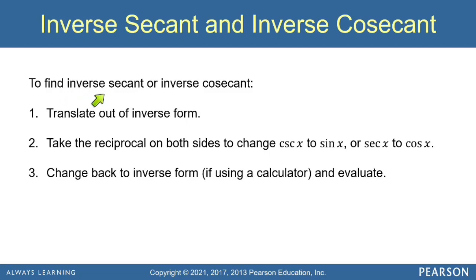So to evaluate inverse secant and inverse cosecant, here's what we'll do. We will translate out of inverse form, and then we will take the reciprocal on both sides. That will allow us to replace cosecant x with sine of x, or secant of x with cosine of x. And then we can translate back into inverse form because we do have a sine inverse button and a cosine inverse button. And that will allow us to evaluate.